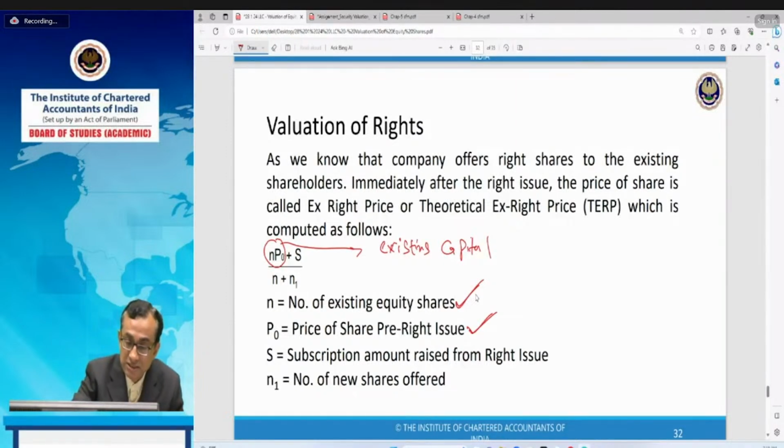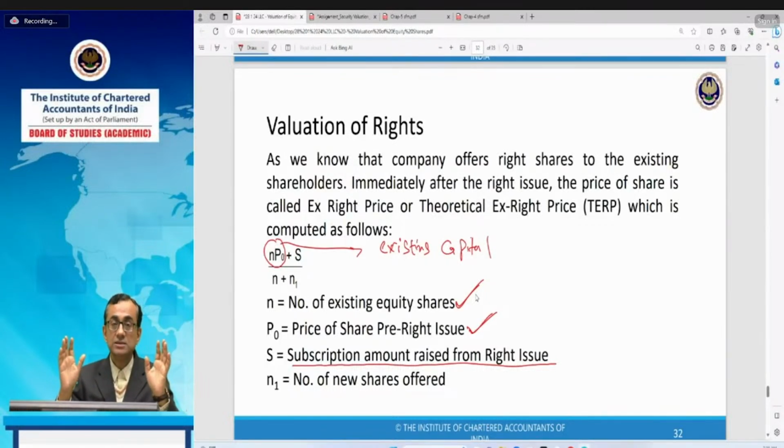So it is the existing capital, and S is the subscription amount, meaning the total amount to be raised through the right issue. So NP0 plus S is basically the total capital after the right issue. The capital before the right issue plus the amount raised through the right issue are both added to find out the total capital which remains after the right issue.